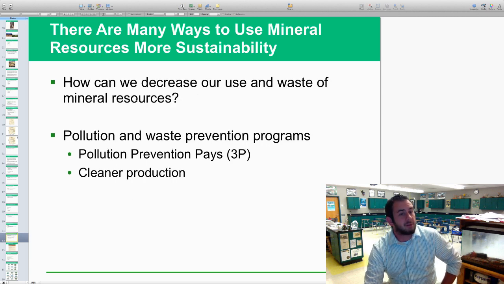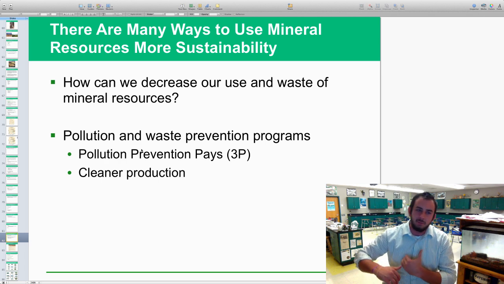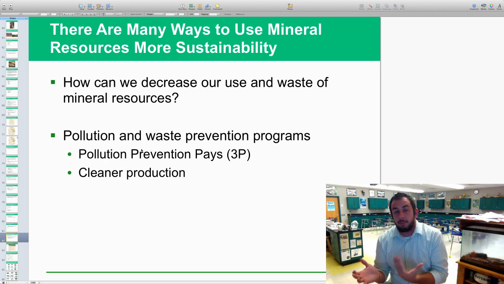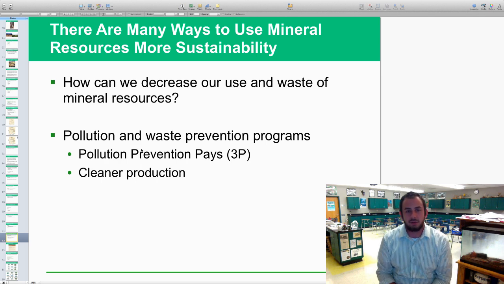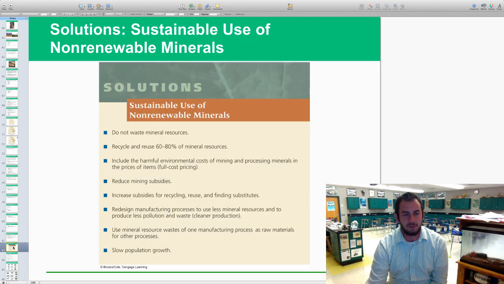How can we decrease our use of waste and minerals? There's a couple of different ways. Pollution and waste prevention programs, the 3P, or pollution prevention pays, that's what the 3P stands for. Basically these are different programs that help keep the waste and pollution down when you're using industrial materials like minerals. It is literally trying to find ways to reuse or recycle those minerals. And then cleaner production is trying to figure out how we can make products that contain these minerals and resources in the most eco-friendly manner that we possibly can. That's how we help use our minerals and make those products more sustainably as well.